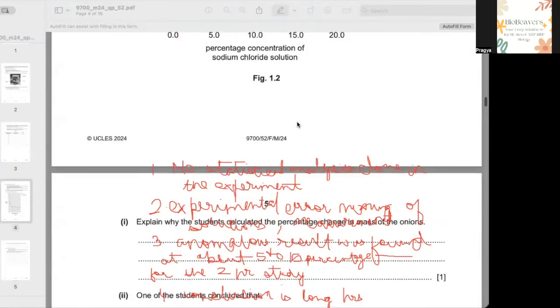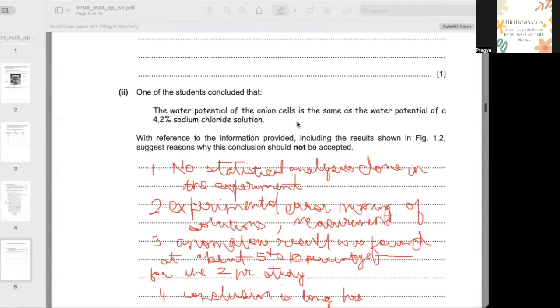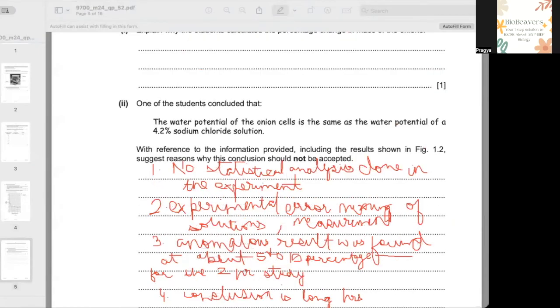That we might be talking about, but obviously it can only be concluded when we keep it for long hours. What about smaller hours? So this study is only with respect to a lot of hours, but not for a few minutes. Okay, so this is your 4 marker.